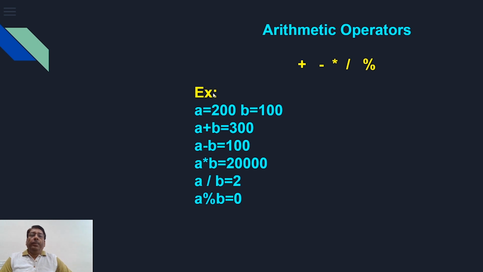So, for example, let's try to understand this. If the value of A happens to be 200 and the value of B, say, is 100. So A plus B, we know the value is going to be 300. A minus B is 100. A into B is 20,000. A by B is 2. A percent B: when you divide 200 by 100, what is the remainder we get there? The quotient will be 2, but the remainder is going to be 0. So that is how you can make use of this particular operator. And all these operators, we call them arithmetic operators.